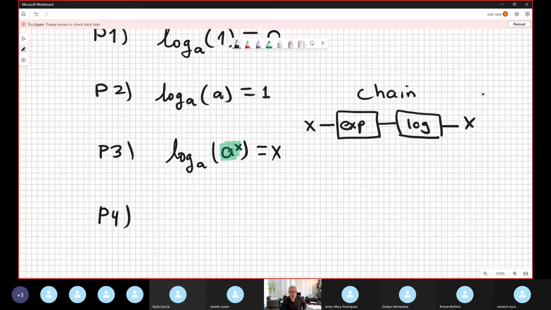And this is applied for any number, positive or negative. Because if you apply a negative number here, the exponential gives me a positive number, and the logarithm accepts a positive number, and the answer is the same number. So it's like a shortcut.